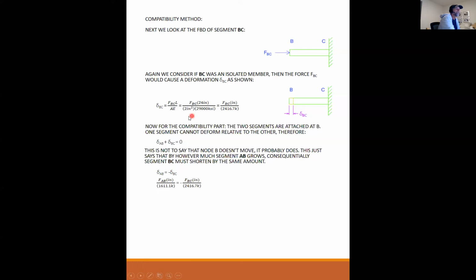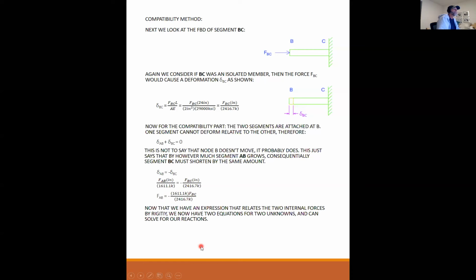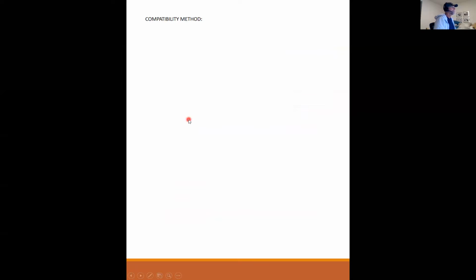So I substitute my equations for what I know about delta AB and delta BC. And I have this relationship between FAB and FBC, where FAB is equal to this proportion of FBC. Now that we have an expression that relates the two internal forces by rigidity, we now have two equations for two unknowns, and we can solve for our reactions, which we will do next time.